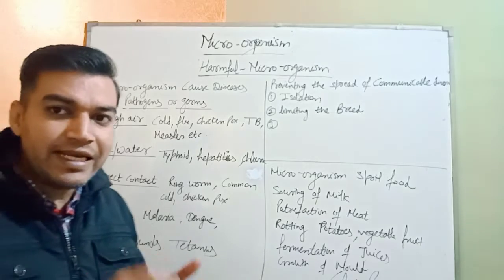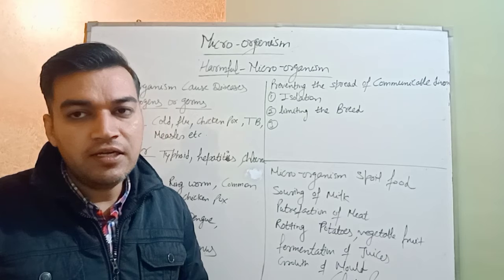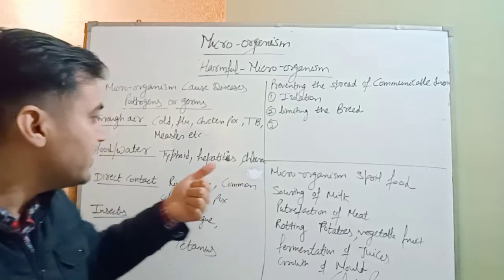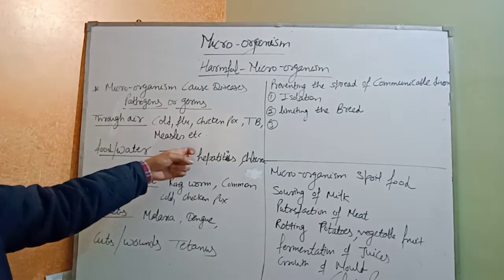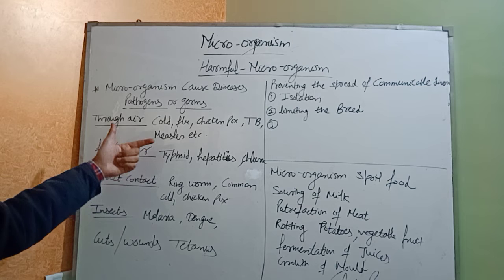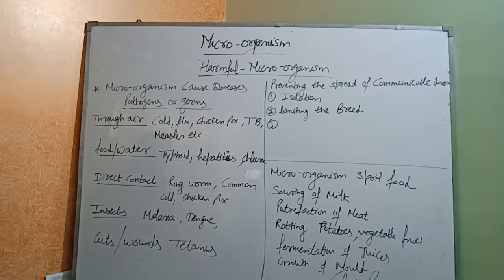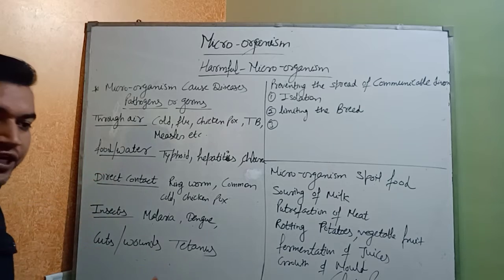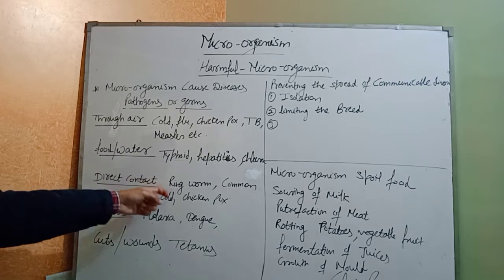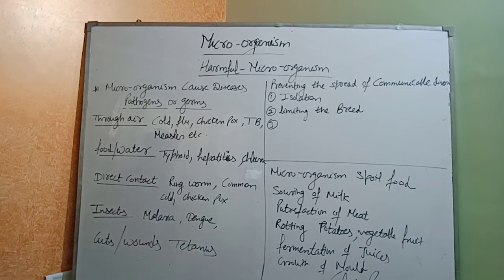When a healthy person takes this food and water, he or she will be infected with some water or foodborne diseases like typhoid, hepatitis, cholera. These are the diseases that spread through contaminated food and water. Direct contact, like handshake, hug. Ringworm, common cold, and chickenpox are diseases that spread through direct contact.